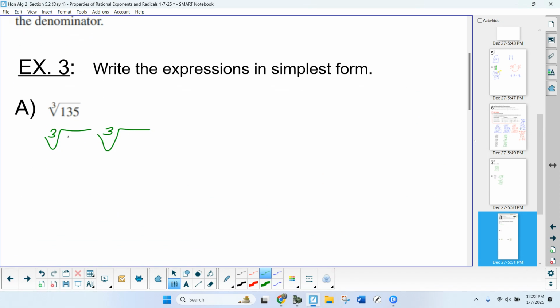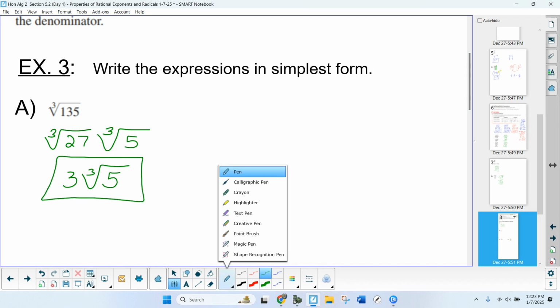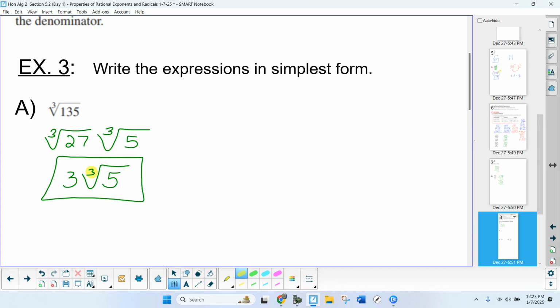Cube root of 27, cube root of 5. This is a hard one because it's not easily recognizable. What's the cube root of 27? 3. Cube root of 5. When you do your cube root, your index right here, make sure that number is small and inside your little radical, okay?